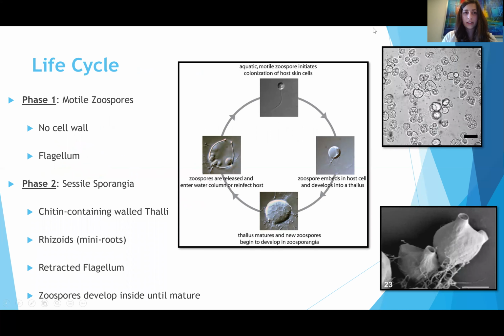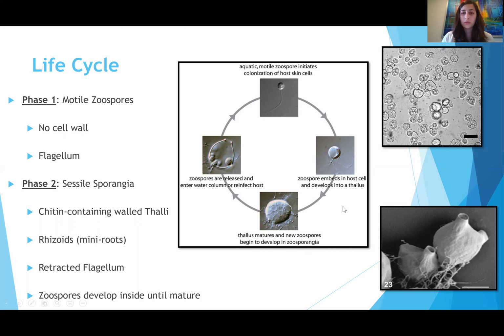So the life cycle is characterized by having two different phases. So the first phase is the motile zoospore phase, which has a flagellum, so that way it can swim around and initiate the colonization of the host in general. And from there, it goes to phase two, where it forms a sessile sporangia, which is characterized by having a chitin-containing walled thalli, rhizoids, which are many roots, a retracted flagellum, and zoospores, which develop inside of it until it is mature.